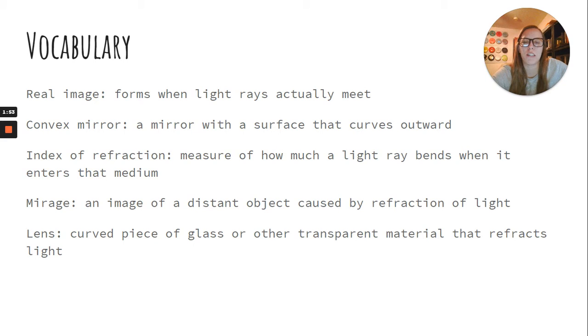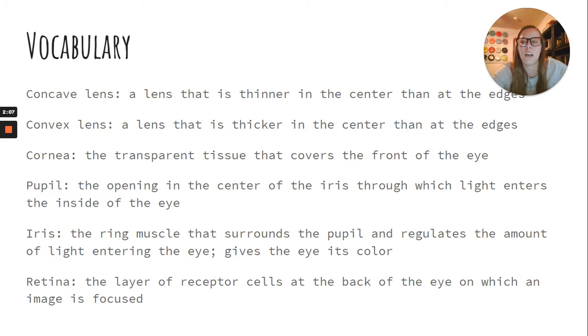Index of refraction is the measure of how much a light ray bends when it enters that medium. A mirage is an image of a distant object caused by refraction of light. Lens is a curved piece of glass or other transparent material that refracts the light. A concave lens is a lens that is thinner in the center than at the edges. And a convex lens is a lens that is thicker in the center than at the edges.